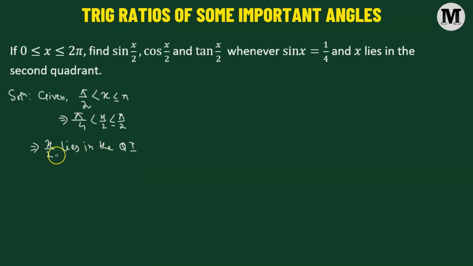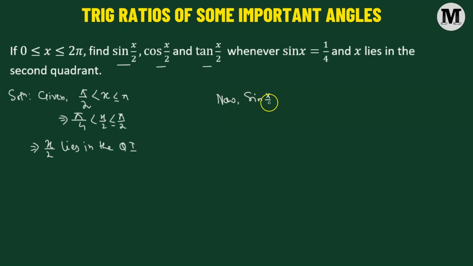Now the reason why we've found out this particular concept here is that x over 2 lying in the first quadrant tells us that all the trig functions are going to give us a positive value, because in the first quadrant all trig functions are positive in nature. Okay, so let us begin. Now we need to find out the value of sine of x over 2.